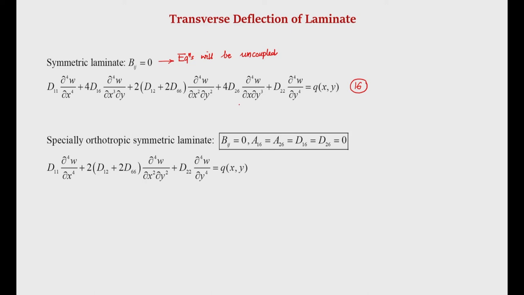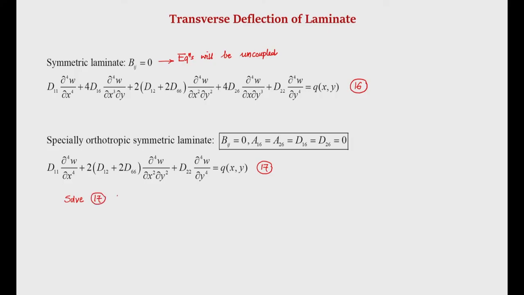Okay. It could be further simplified considering a specially orthotropic laminate. You remember that specially orthotropic means it is only 0 degree and 90 degree lamina. That means there is no lamina level shear extension coupling. Therefore, A16, A26, D16, D26 equal to 0. Therefore, 16 gets further simplified, and this is the equation containing transverse displacement W as the unknown. Now, once we solve this, we can solve equation 17 to determine what is W.